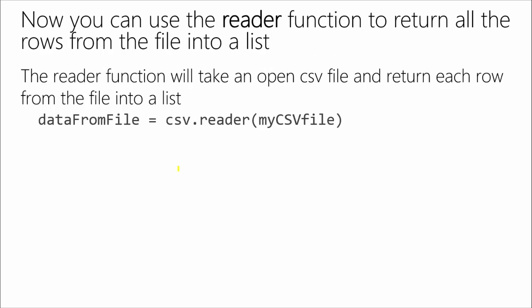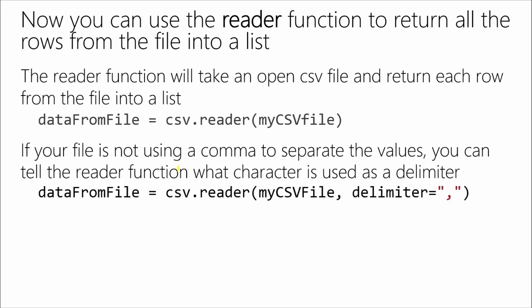What the reader function will do is return all the rows that were inside the file, but instead of one giant string, it returns them as a list. And we just learned a little earlier how we can process and work through lists. So once you've got the values in a list, it does assume by default that you're using a comma to separate the different values in your file.